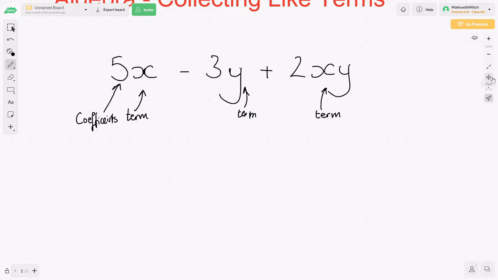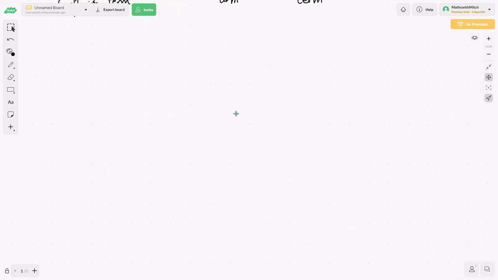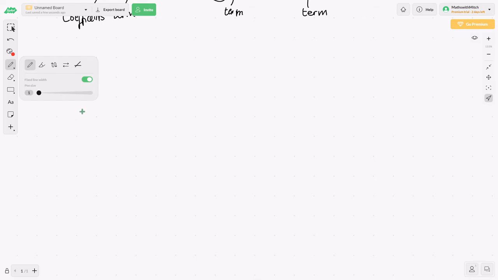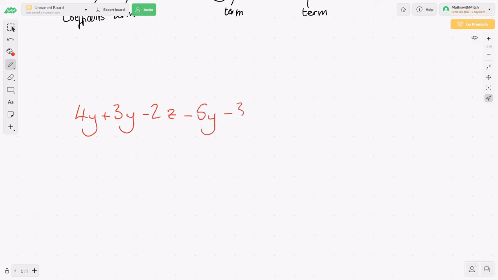So next we come to a concept of collecting like terms, and that's hopefully why you're here. So we could have an equation such as 4y plus 3y minus 2z plus 5y minus 3x plus 4z. Now we've got a whole host of different variables there, and these are all single letters, though they're all different terms.